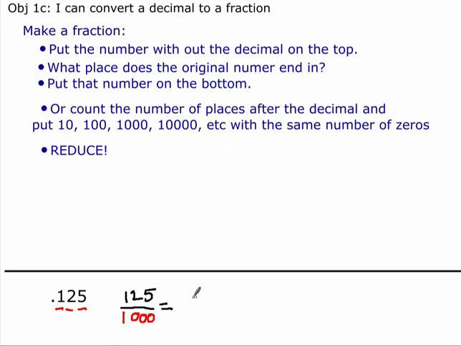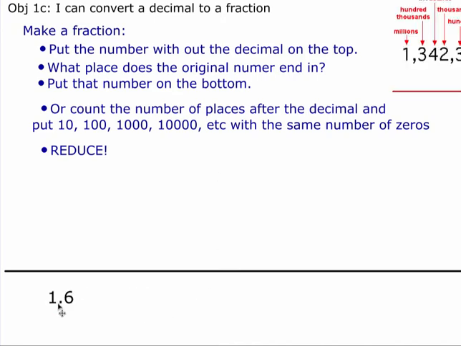Okay, so 25 goes into the top 5 times, and 25 goes into the bottom 40 times. Now, is this fully reduced here? Is there anything that can go into the top and the bottom? There is. 5 can go into both the top and the bottom. 5 is going to go into the top 1 time and into the bottom 8 times. So there we go. 0.125 in fraction form is 1/8.